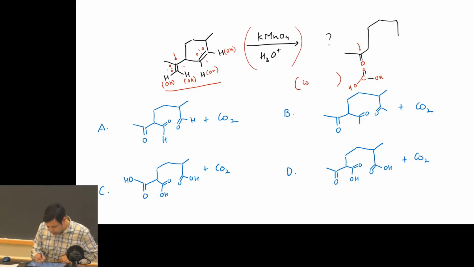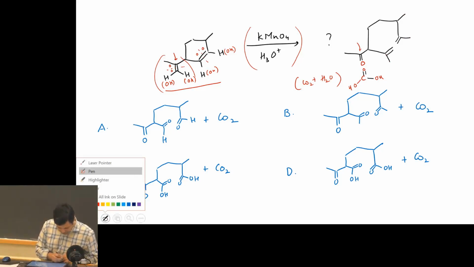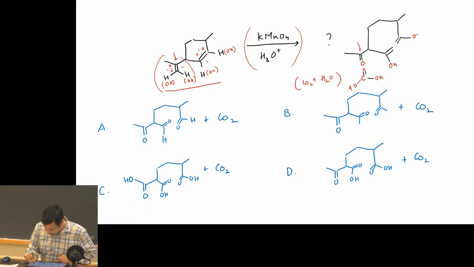Carbonic acid splits up into carbon dioxide and water. So that is this part of the molecule we have written. Let's write the other part. So you're going to end up with two carboxylic acids and a ketone in this molecule. And this terminal carbon is going to get converted to carbon dioxide. So the answer to this question is option D.